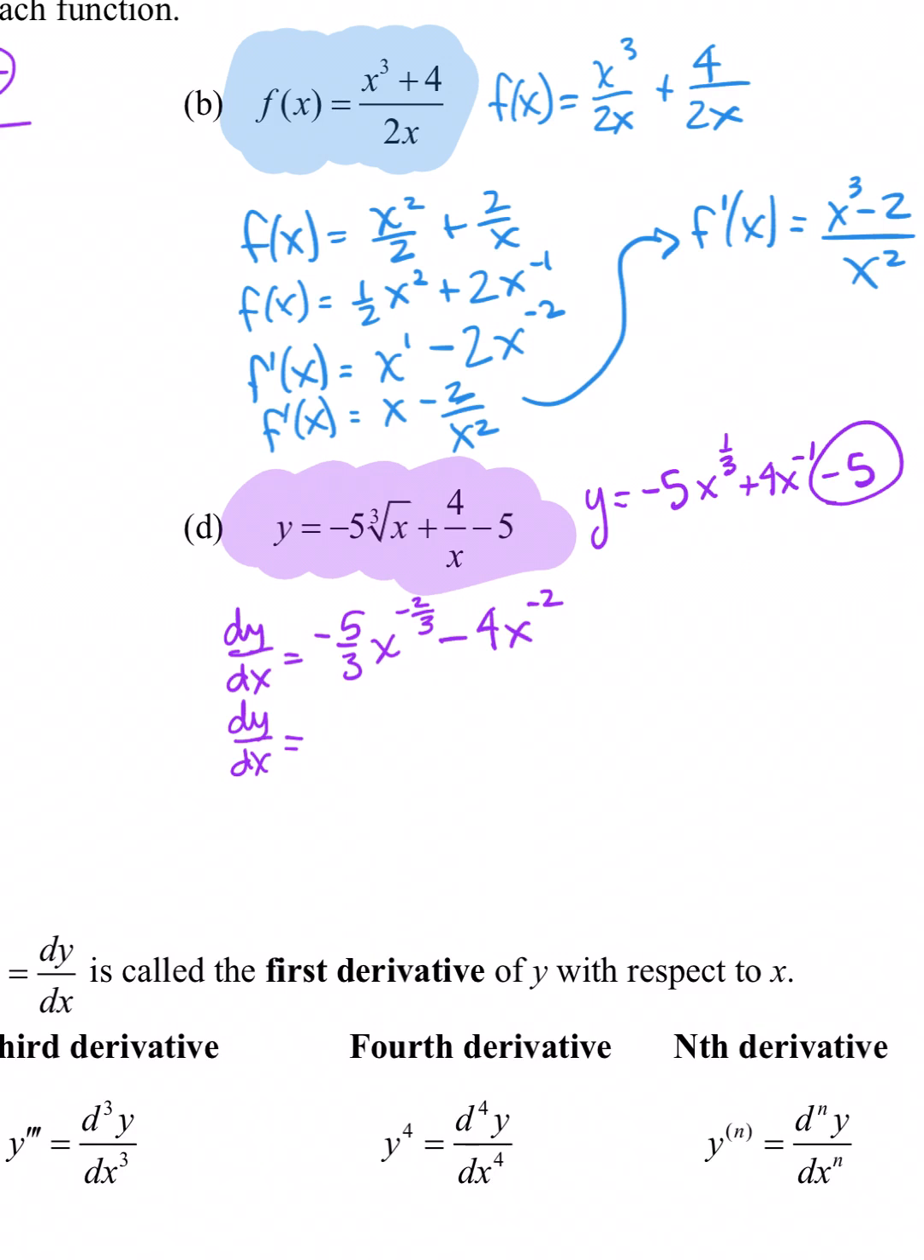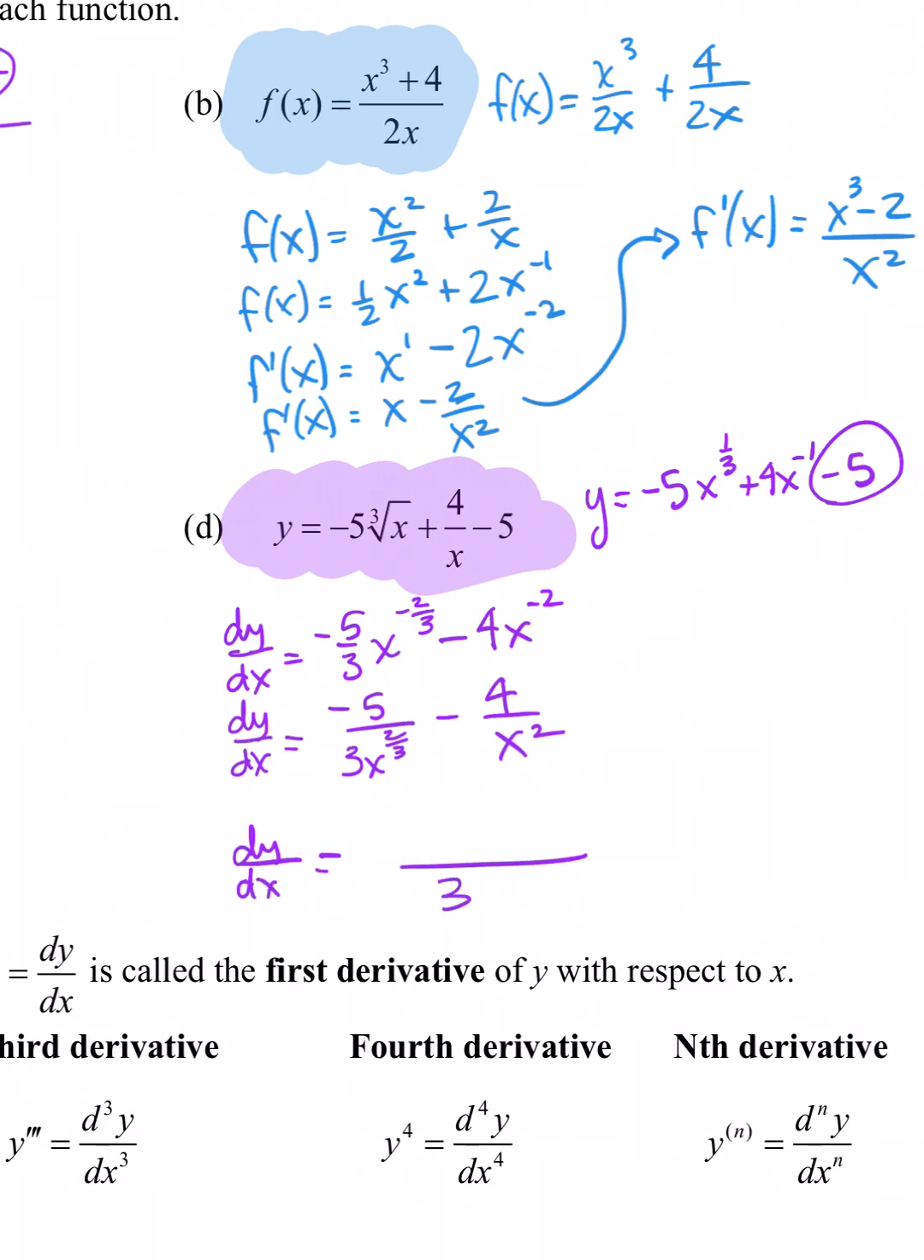Okay, now let me clean up each of these terms. So I'm going to have negative 5 over 3x to the positive 2/3 minus 4 over x squared. Now I don't want this answer this way. I would prefer that this be one fraction with a common denominator.